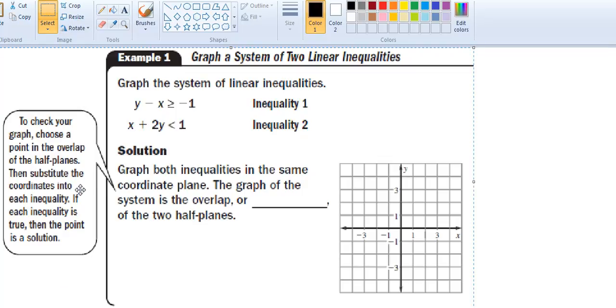Okay, here we go with example 1 on page 157. This is going to ask us to graph a linear inequality and shade it, graph another one and shade it, and then look for where the shading intersects. And that, again, is going to be where the solutions lie. Okay, let's go ahead and start here.